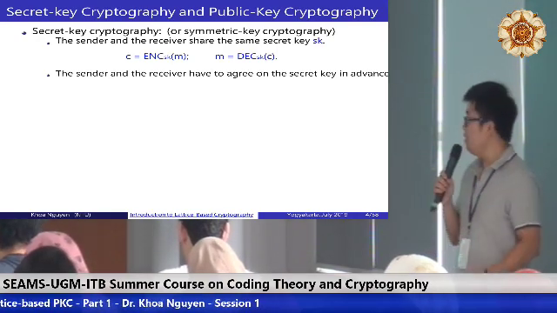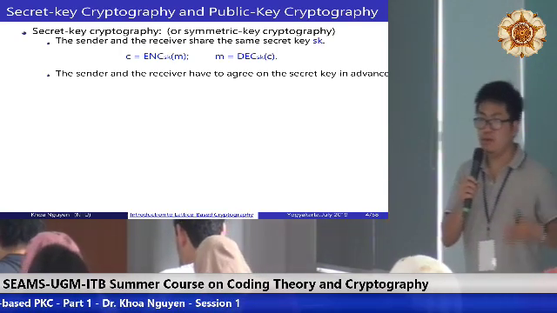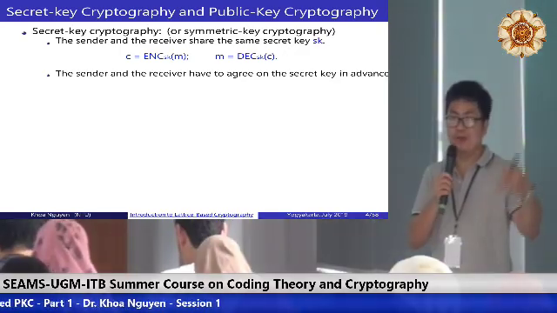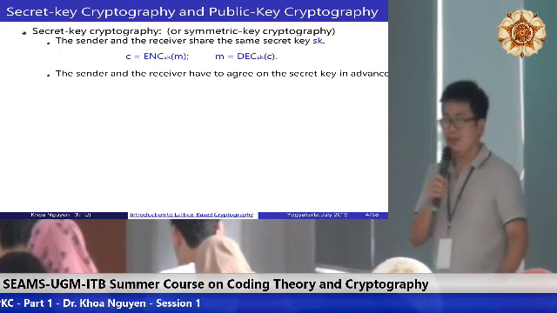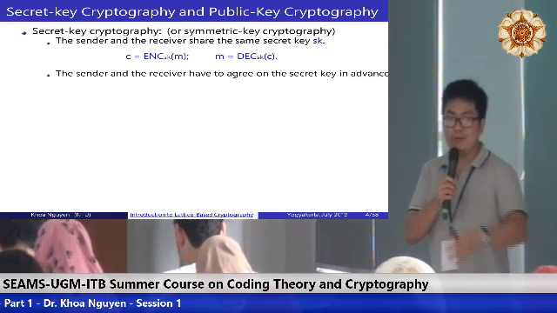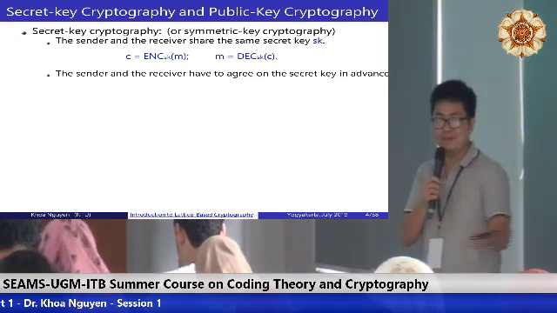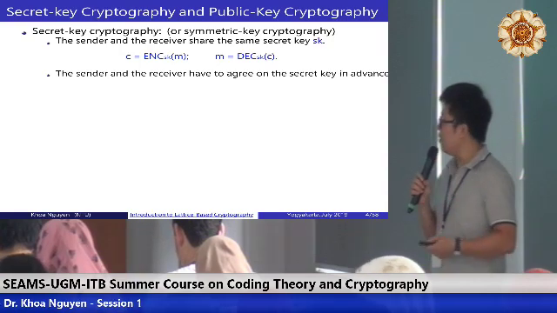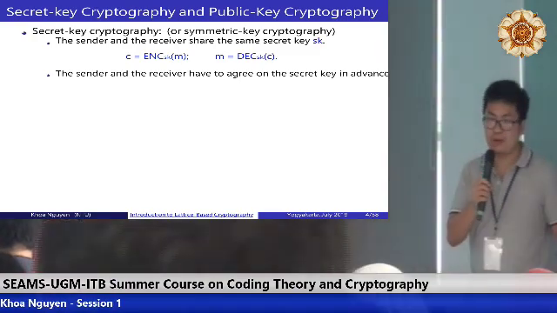So it's quite inconvenient. Imagine that we are in Georgia and our friend is in Bali, so we have to meet somewhere to agree on the key, and then we go back to our cities to do the communications. And imagine that we have not just one friend, but a lot of friends. So you have to do a lot of private meetings for the key agreement. It is quite inconvenient, and for many years, people thought that this kind of disadvantage cannot be avoided.